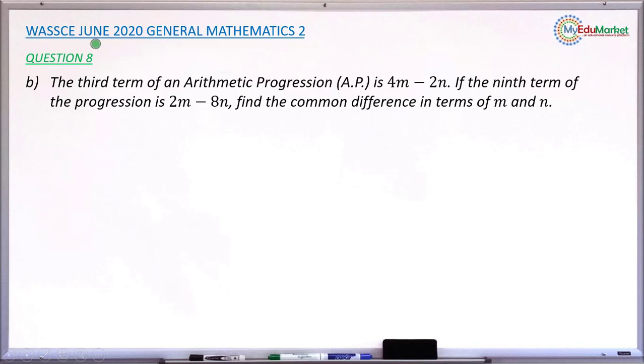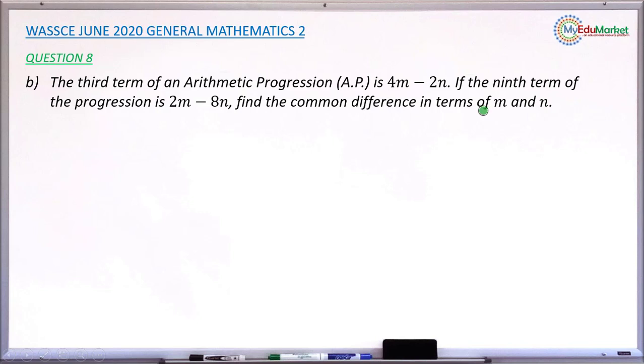This is WAEC June 2020 General Mathematics Paper 2, and we are answering question number 8b. The question says the third term of an arithmetic progression, AP, is given by the expression 4m minus 2n, and the ninth term, that is term number 9 of that same AP, is given by another expression, 2m minus 8n. The question asks us to find the common difference in terms of m and n.